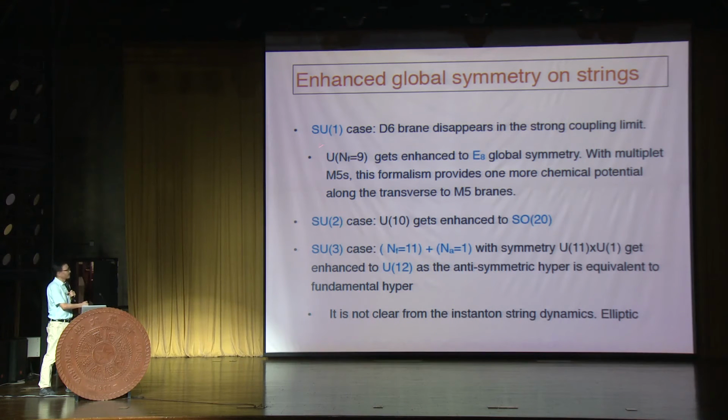Now, if we have a single D6 brane, then as I said, it disappears in the strong coupling limit. So the SU(1) theory with 9 flavors has to enhance to the E8 global symmetry. And indeed, the elliptic genus calculation shows us that this flavor symmetry, U(9), enhances to E8.